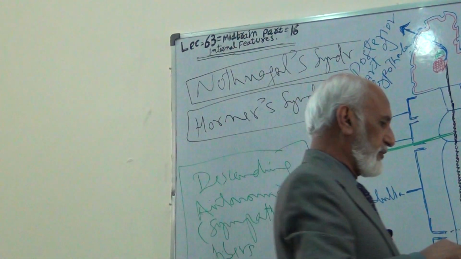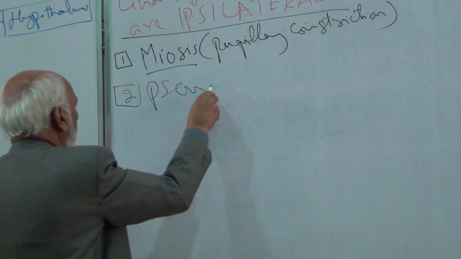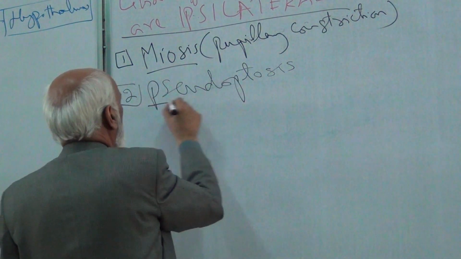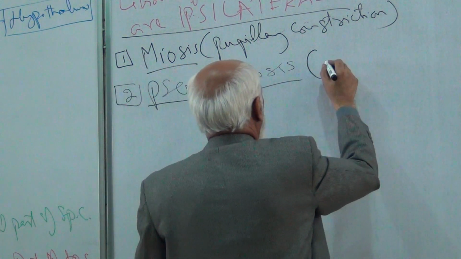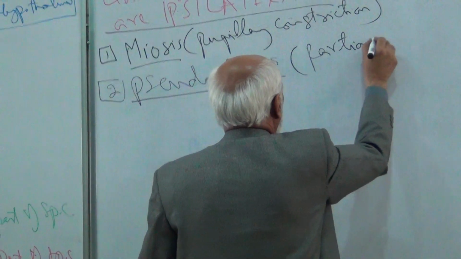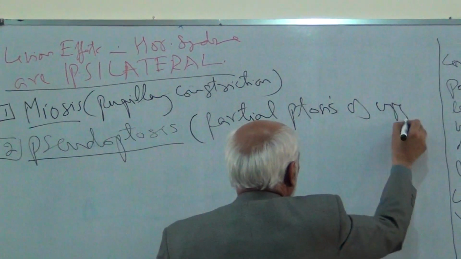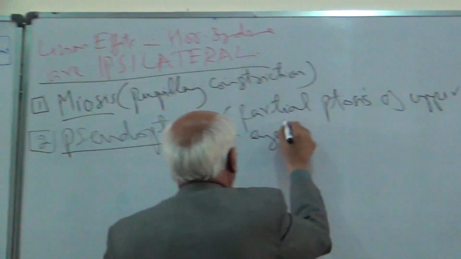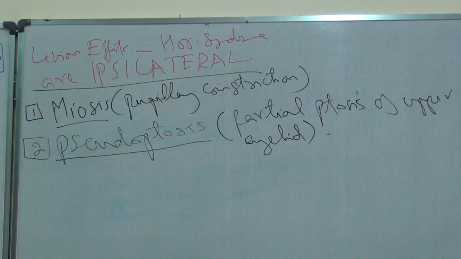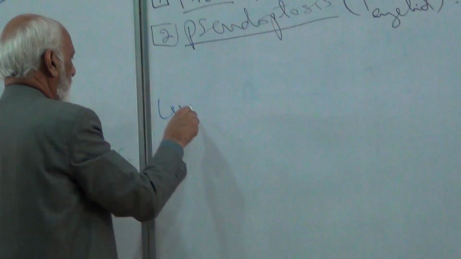Second, pseudoptosis, that is a partial ptosis of the upper eyelid. You know, the upper eyelid has a muscle known as the levator palpebrae superioris.